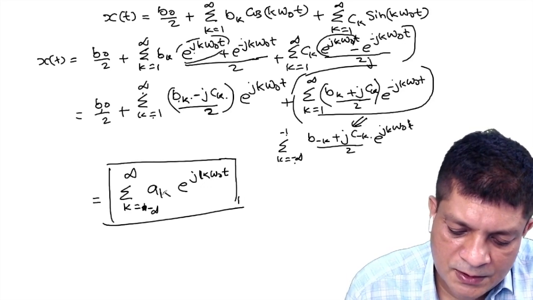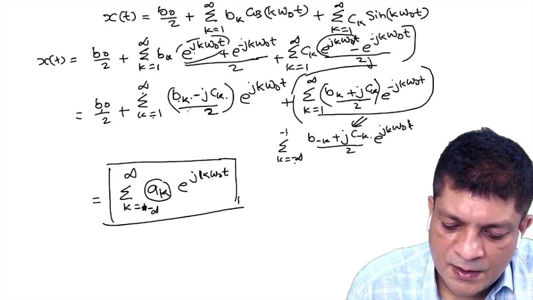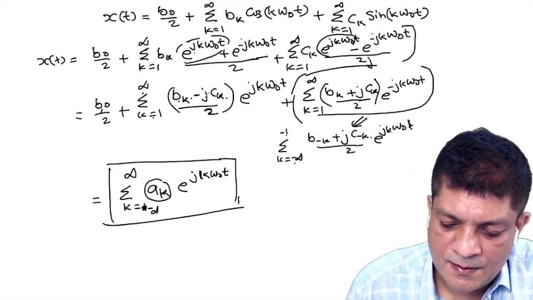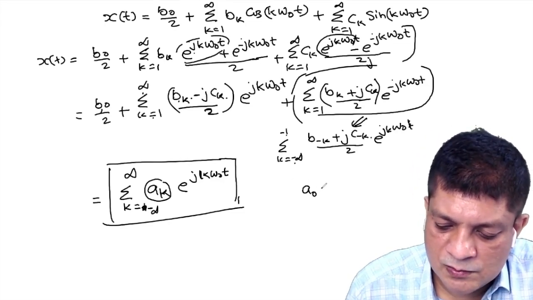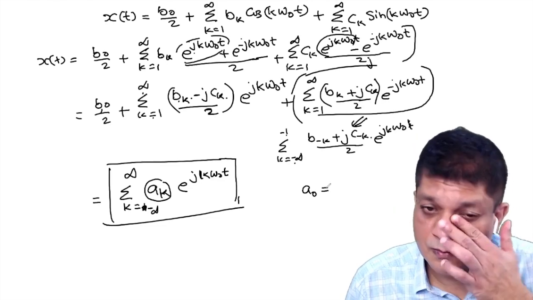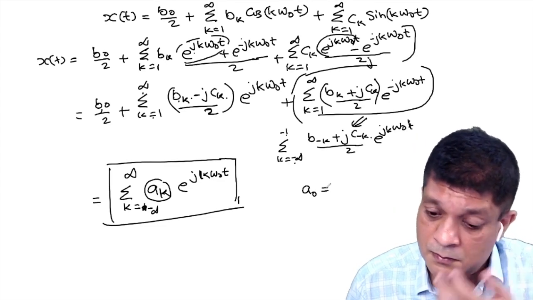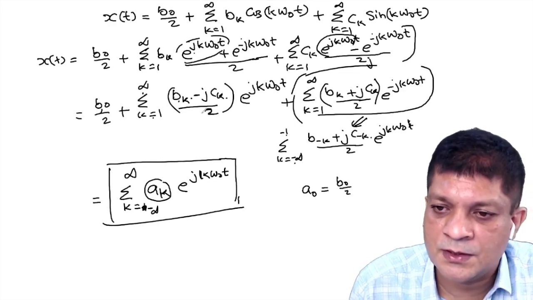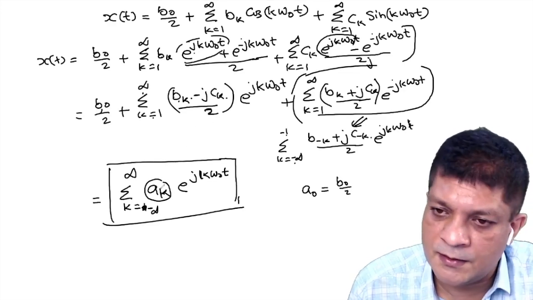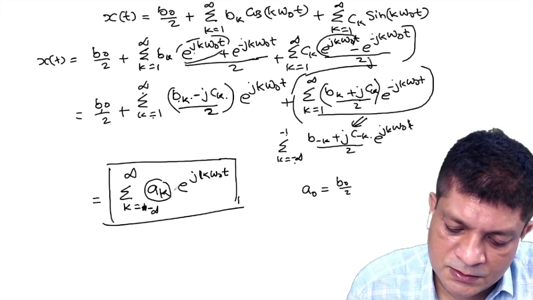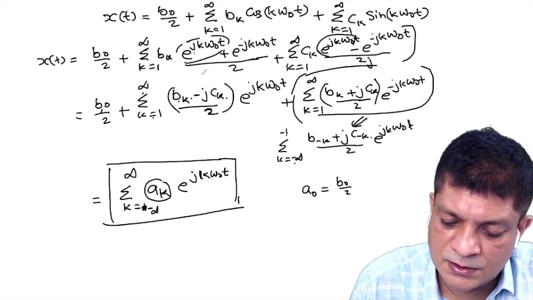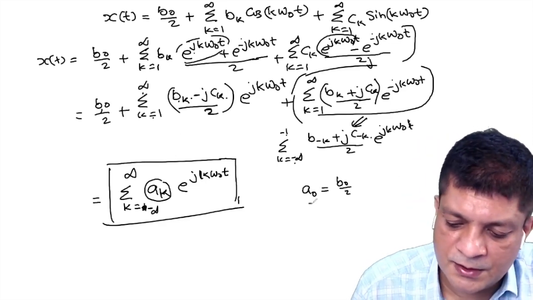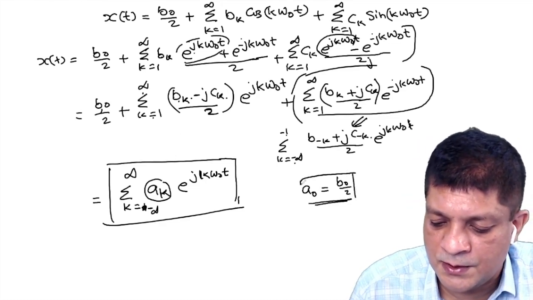Now tell me, what are these coefficients a_k? How are they related to b_k and c_k? What is a0? A0 is B0 by 2. You equate the terms here. First, when k is 0, this is constant. So if you equate the constant terms on both sides, you will get a0 is equal to b0 by 2.